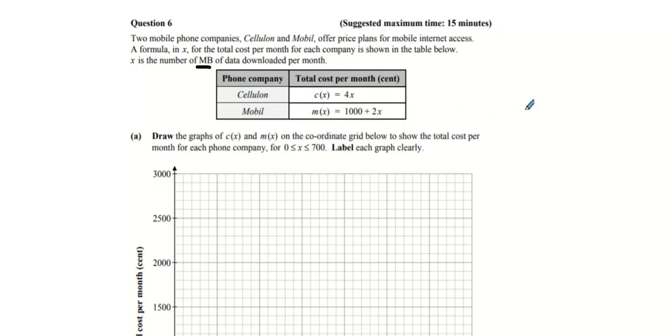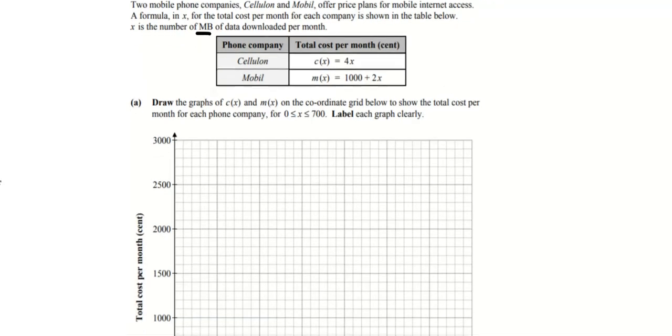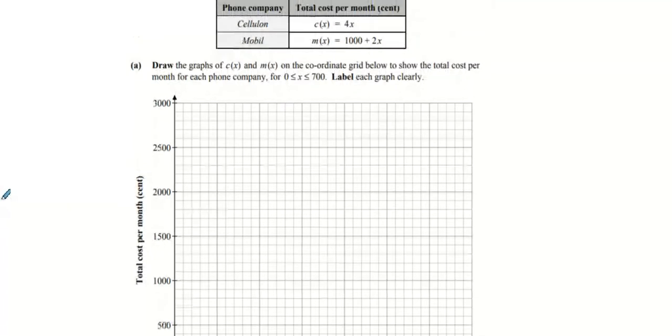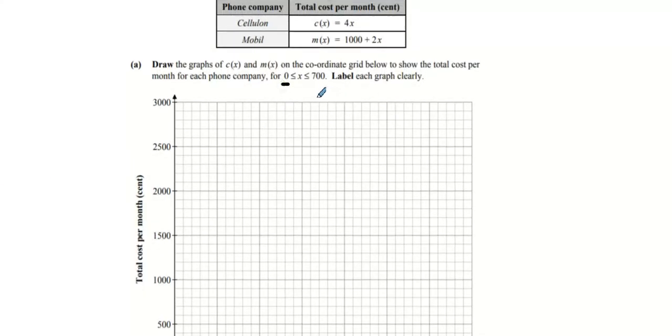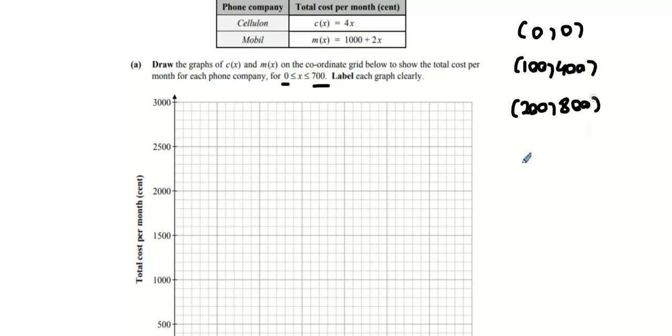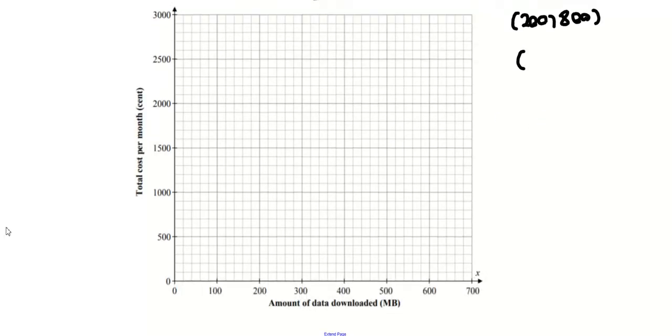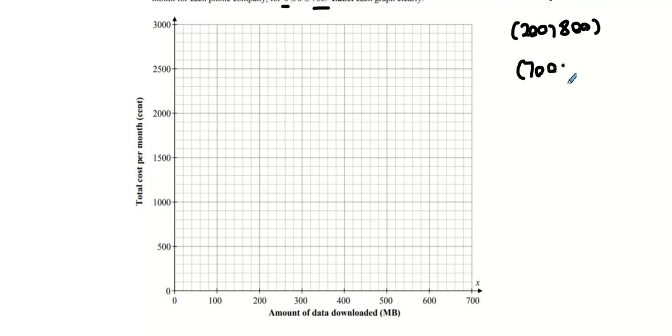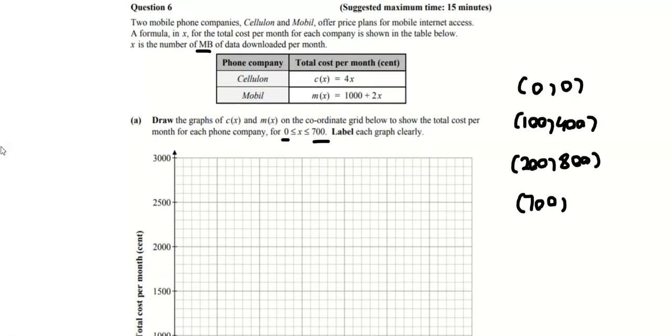Okay, so what you can do here is for C, the amount of data. For 100 to 700, let's just go up in hundreds, lads. If you have 0, 4 times 0 is 0. If you have 100, 4 times 100 is 400. We actually don't have to do each, because it's a straight line, lads. You don't have to do every single part. You just need the first point and the last point. So I'm going to do as far up as 700, and what's 4 times 700?